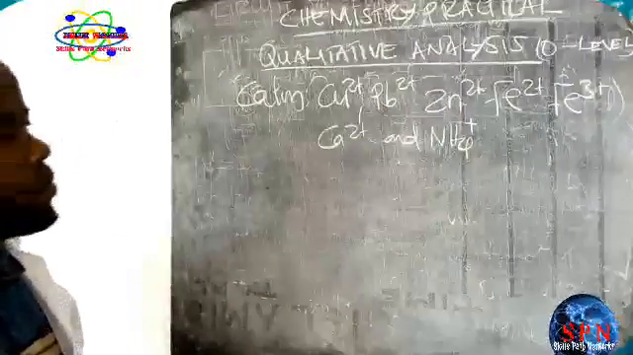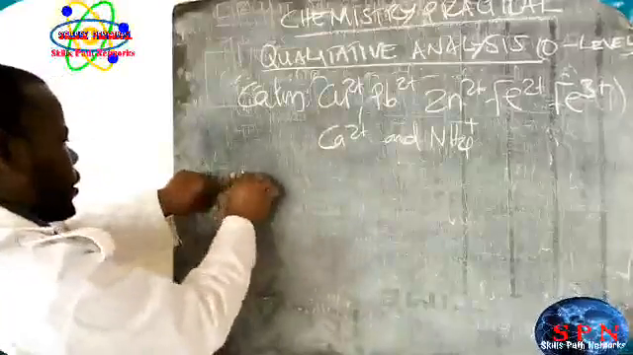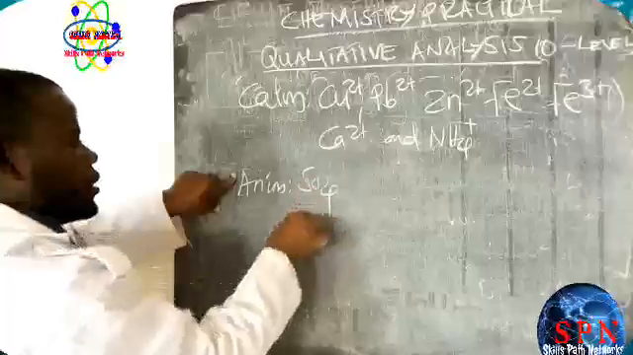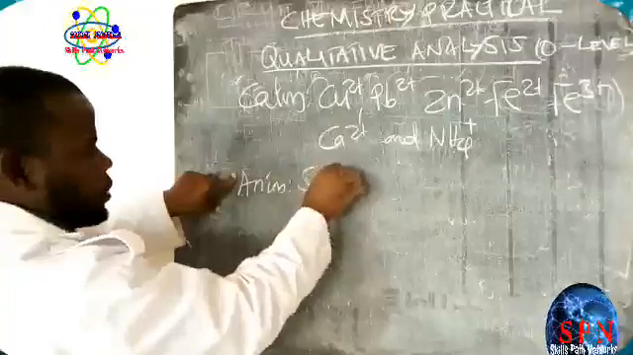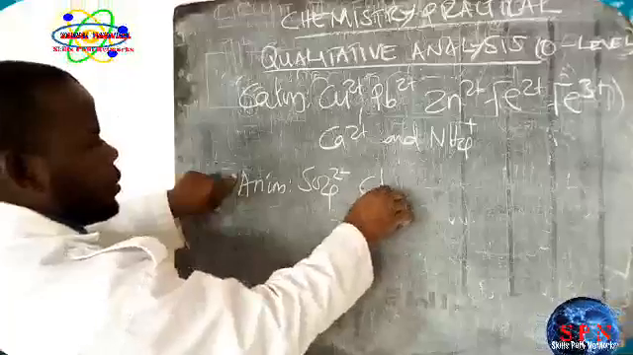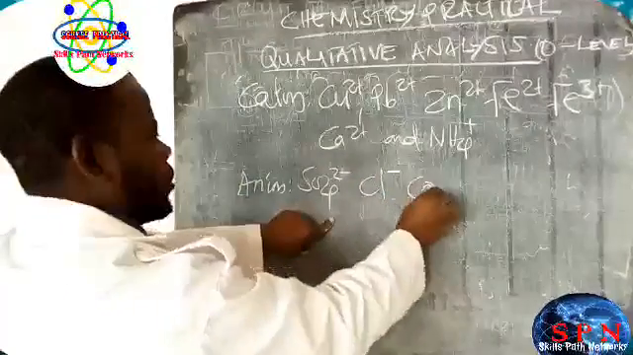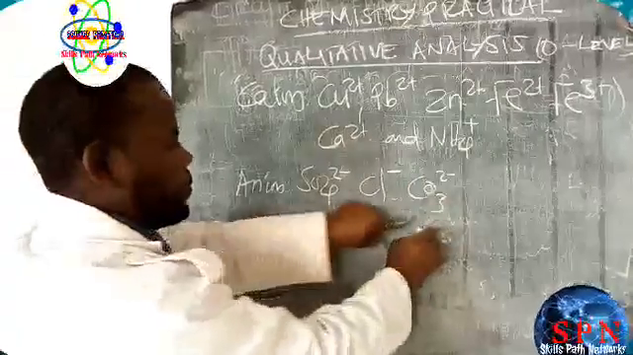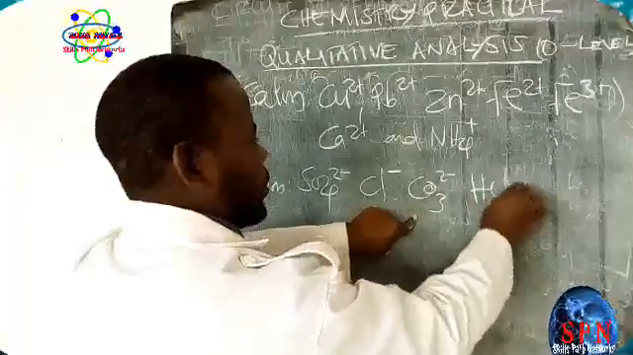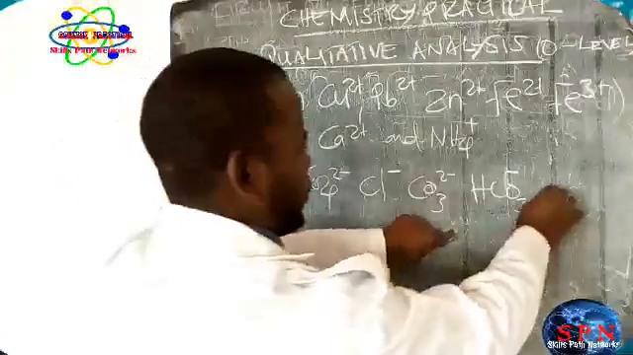That is in the case of metal. But for anions, you should study sulfate. So can it be sulfate? There is chloride. There is carbonate. There is hydrogen carbonate. Then nitrate.